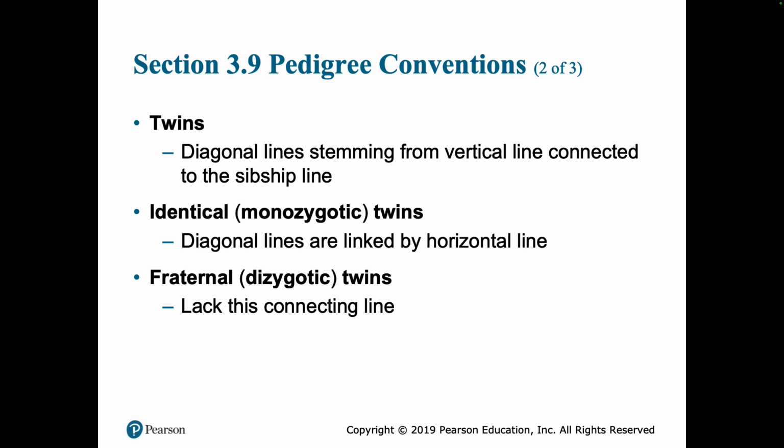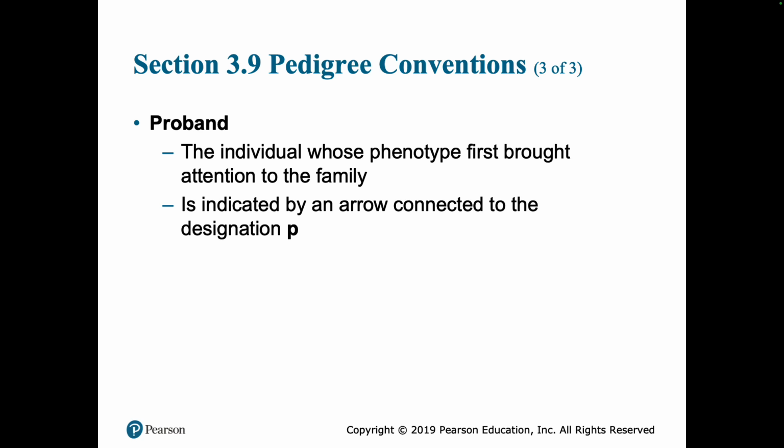If the twins are identical, they'll connect them with a horizontal line. If they're fraternal, they're not identical, they won't have that connecting line between the diagonal lines. And the last convention is the person who's called the proband. Basically the proband is the person in the family who was first recognized to have the condition.